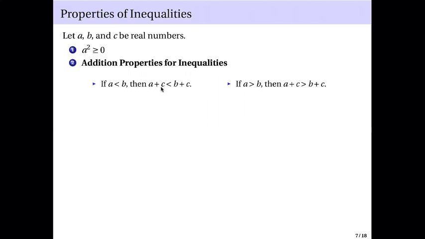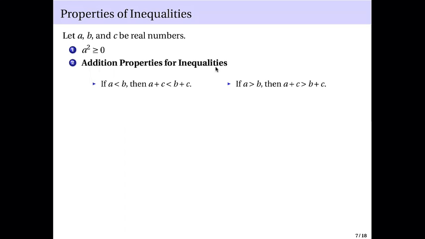So in here, A plus C less than B plus C. If A is greater than B, A plus C is still greater than B plus C. Okay, so what you do on the left must be done on the right to retain the relationship. Okay, so very similar to the addition property of equality.